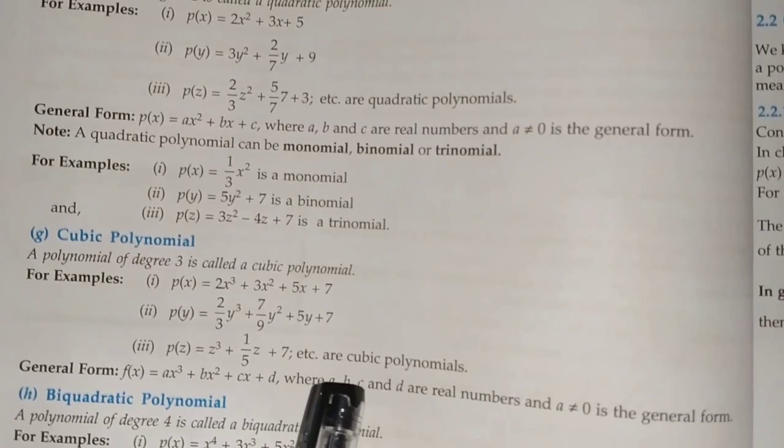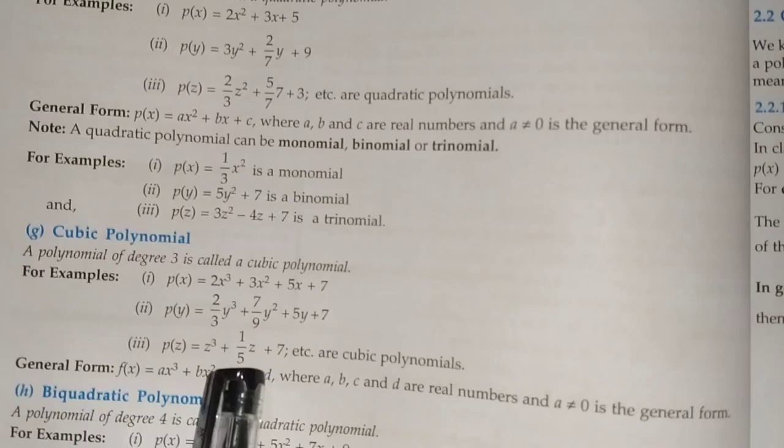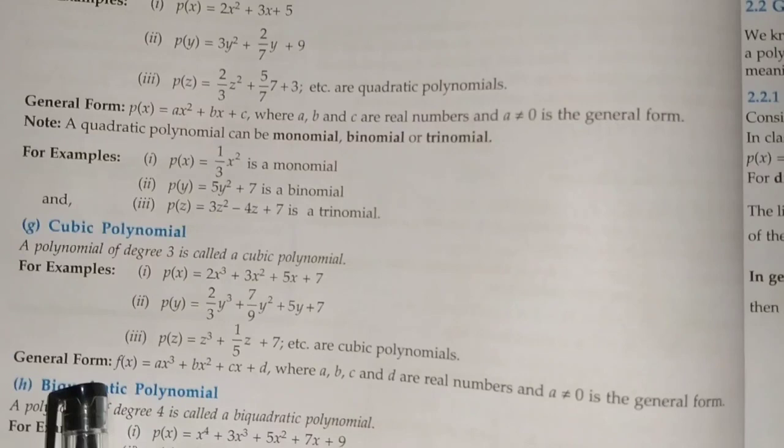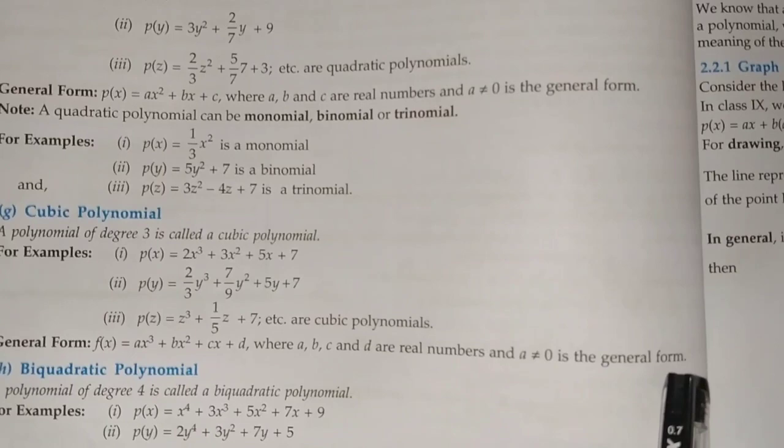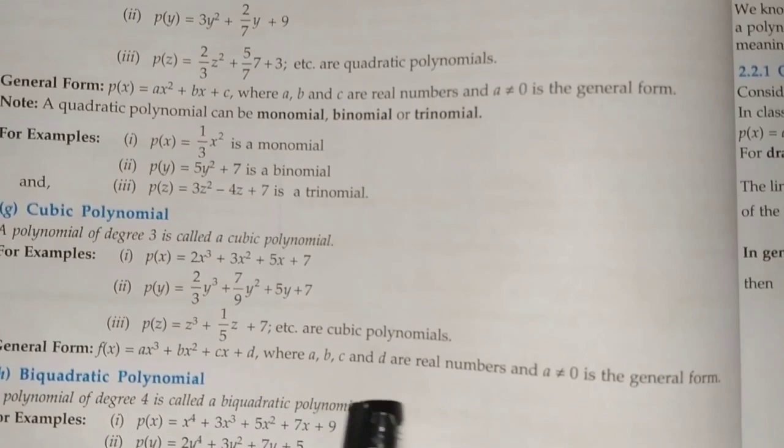Etc. are cubic polynomials. Yang degree 3. Variable ni degree 3, kena cubic polynomials. The general form of cubic polynomial is fx equal to ax cube plus bx square plus cx plus d, where a, b, c and d are real numbers and a not equal to 0 is the general form. You know a, b, c, d are real numbers.